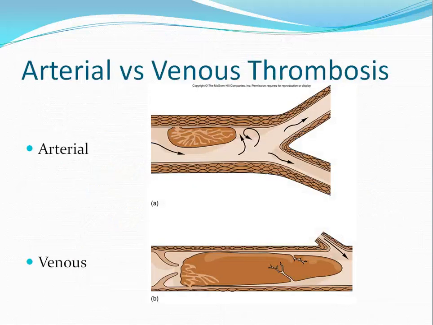This picture illustrates the difference between the two. The top picture shows a thrombus that develops in an artery, and the lower one illustrates a thrombus that can develop in the venous system. Notice this extended long red cap that can form in the venous system.